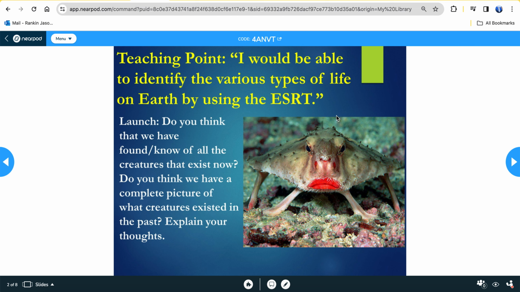Do you think we have a complete picture of what creatures existed in the past? The answer here is maybe no, because they would have to be fossilized. And if they're fossils, we have to come across these fossils. The only way to come across these fossils is by carefully excavating areas of the earth to find them. But we're not excavating the earth consistently. We're only excavating when we need to, especially if we're going to develop homes and buildings.